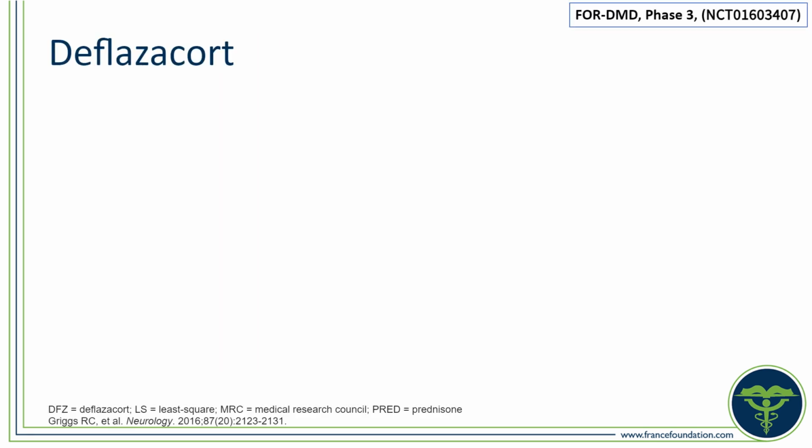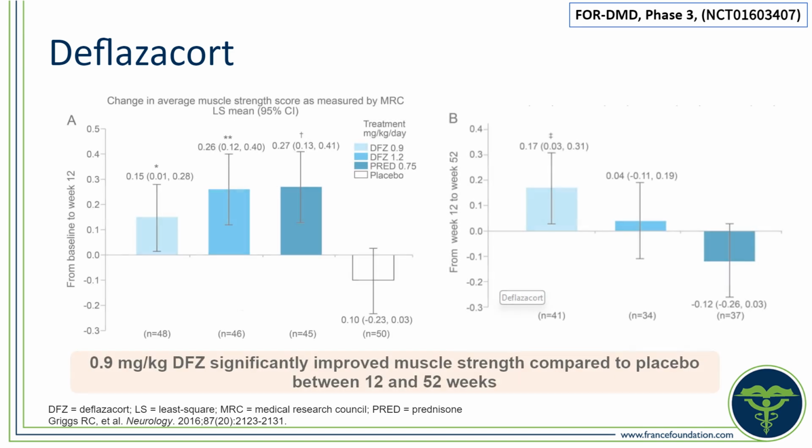First, to review the data for deflazacort. Deflazacort was studied in 2 different doses as compared to placebo. And on the left, you can see 0.9 per kilogram deflazacort, which is the recommended dose, significantly improved strength compared to placebo at 12 weeks, which is depicted on the left, compared to placebo, which is the white bar. And this was preserved at 52 weeks as depicted on the right graph.